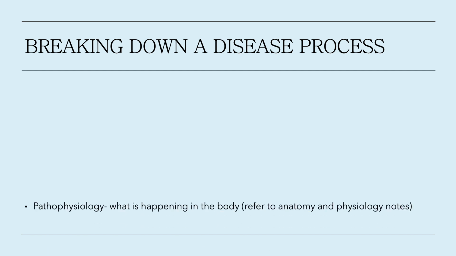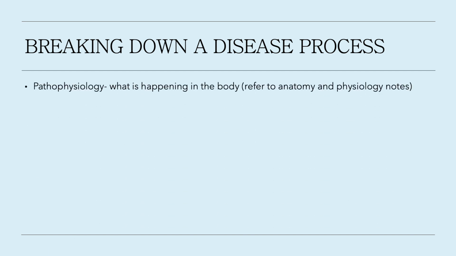So first we're going to talk about how to break down a disease process. What is a disease process? Such as hypertension, asthma, all those different types. You know what disease processes are. First we're going to start off with the pathophysiology of it. What is happening in the body? You need to refer to your anatomy and physiology notes, okay?